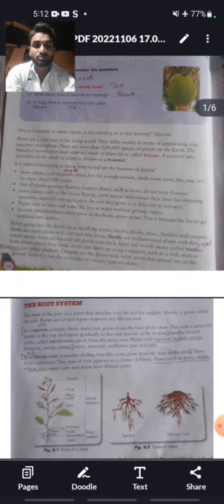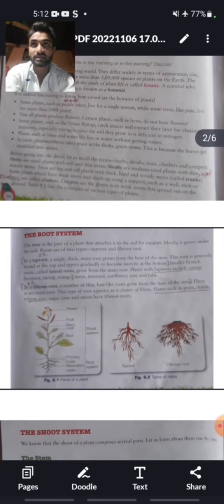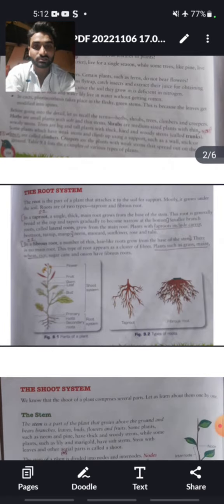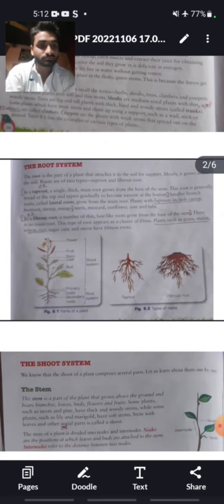First of all, we discuss what the root system is. The plant has two systems mainly. One is the root system and the second is the shoot system. First of all, we discuss the root system. What is the root system? Now first we discuss the tap roots.